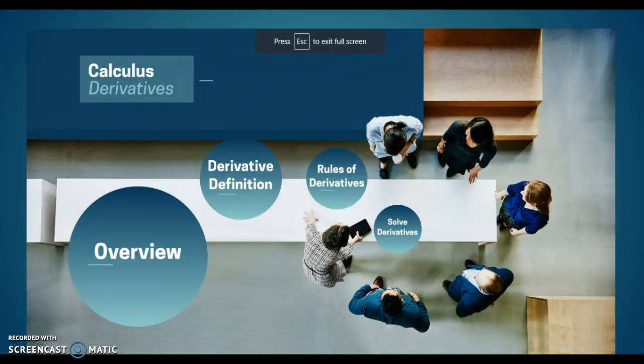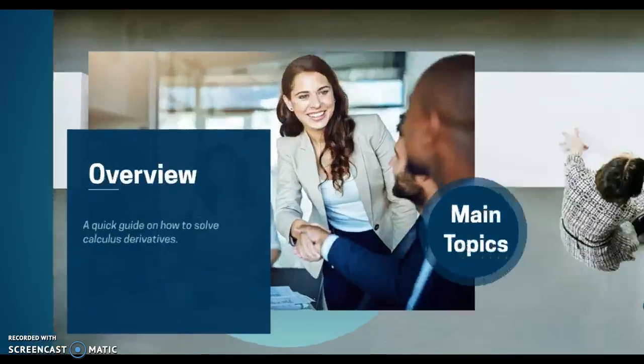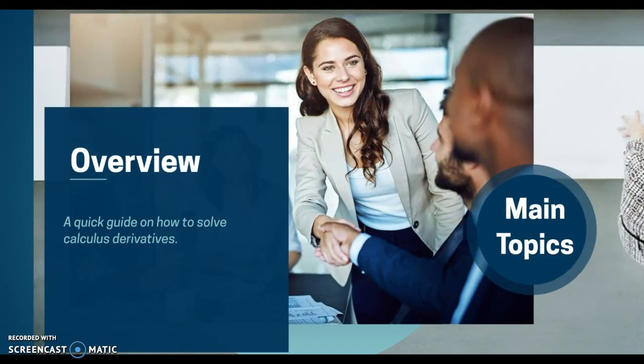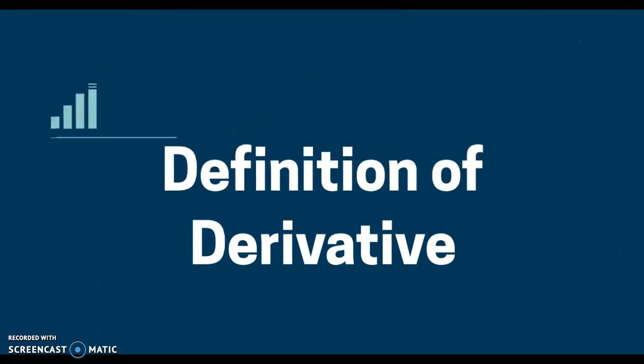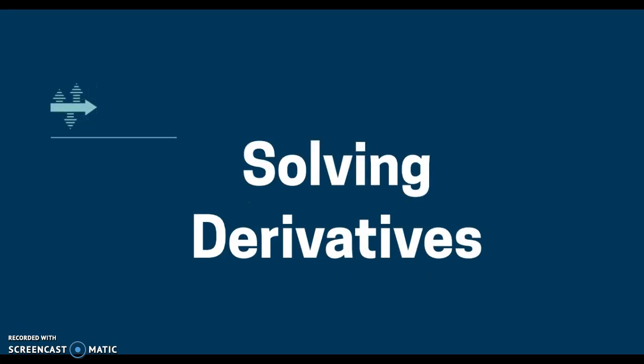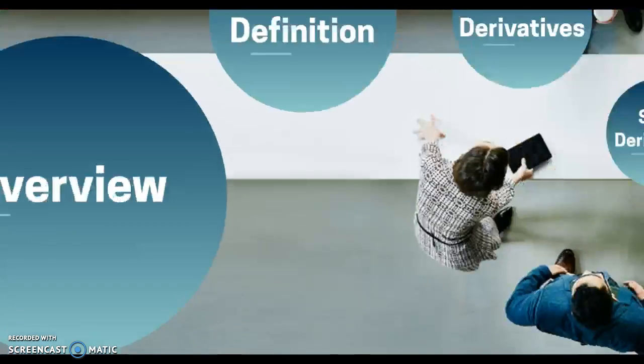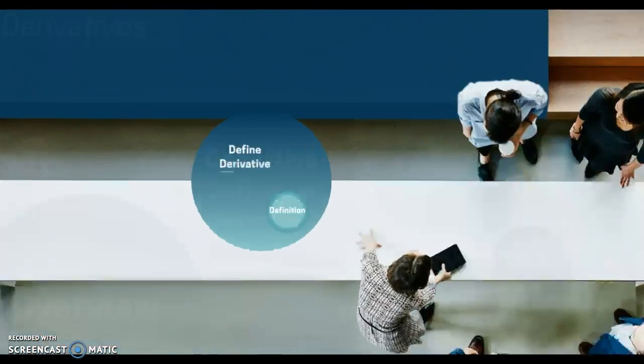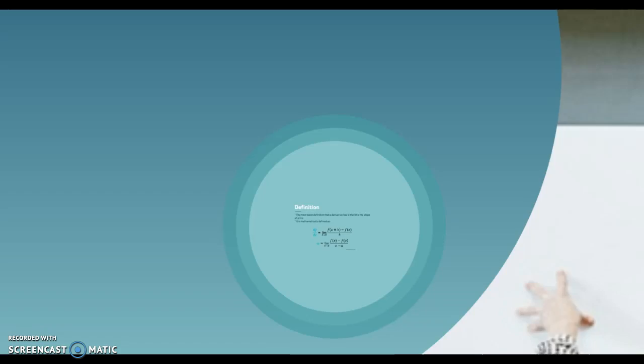So for the overview, I didn't really like this part of it, but I put it there anyways. I simply just wanted to go into the three other subtitles that I had. So it's basically just what my overview is saying, and when it goes to the main topic. So I just explained I'm going to go through the definition of a derivative, the rules of derivatives, and then on to solving derivatives.